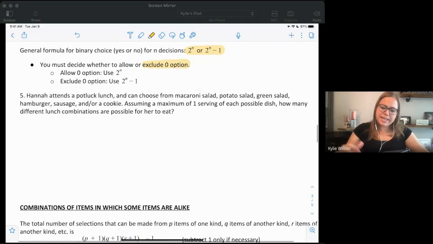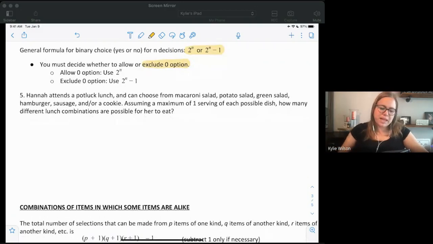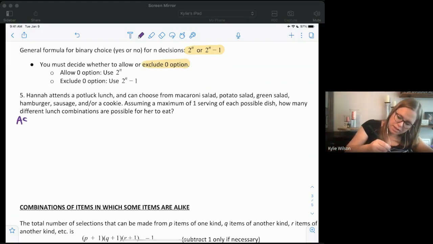So let's do an example to show you what I mean. So Hannah attends a potluck lunch and can choose from macaroni salad, potato salad, green salad, hamburger, sausage, and or a cookie. Assuming a maximum of 1 serving of each possible dish, how many different lunch combinations are possible for her to eat? So the first thing, we need to assume, can she take no food? Are we going to include the 0 option? We'll assume that taking no food is an option.